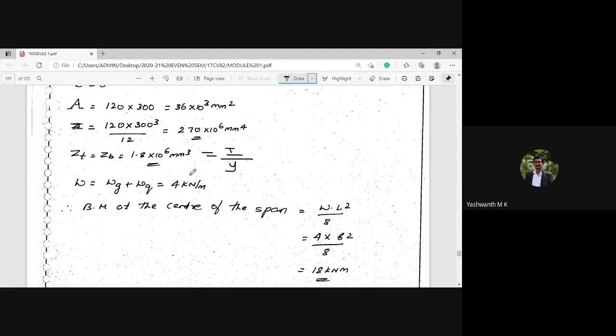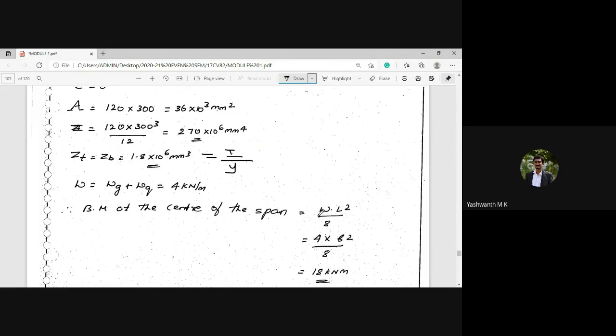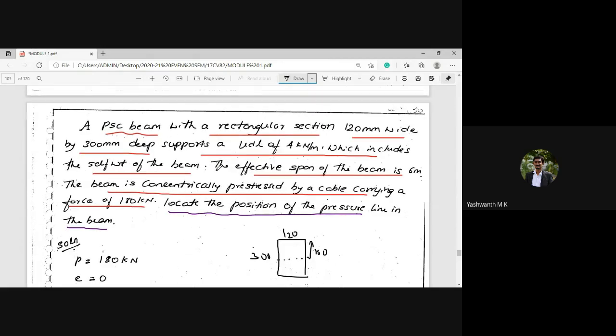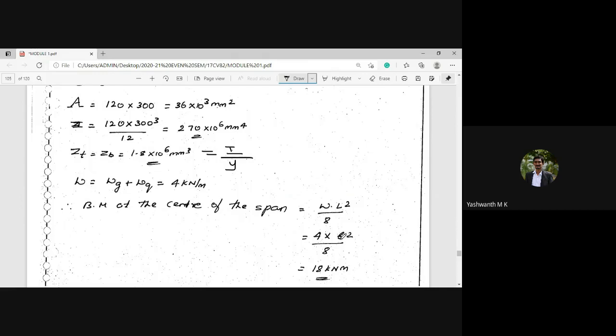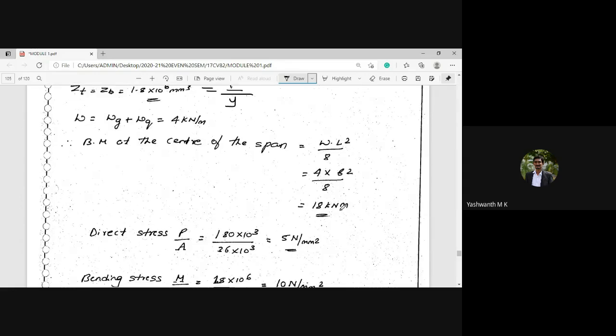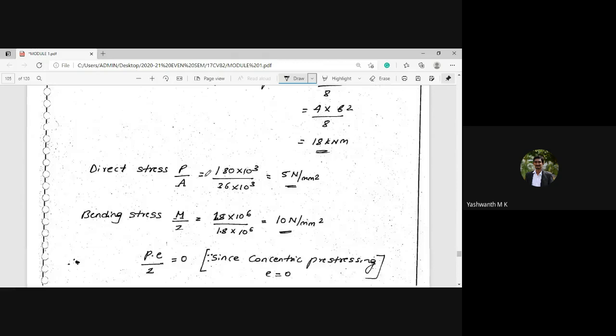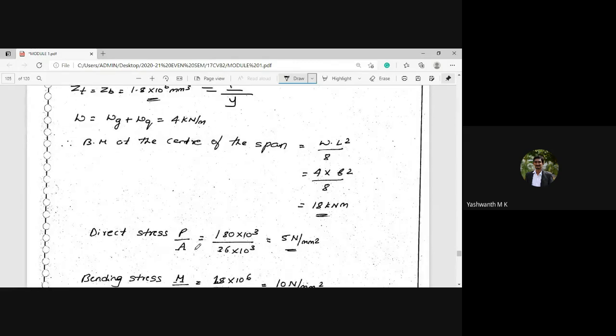Since it is a UDL, I'm going to calculate the bending moment using this formula. In this problem, you please observe nowhere is it mentioned at which particular section. So I'm going to calculate the bending moment at the center of the span, which is WL² by 8. That is 4 into 6² by 8, which is 18 kN·m. Is it clear? Next, you can calculate P by A, that is 180 × 10^3 divided by 36 × 10^3, which is 5 N/mm².